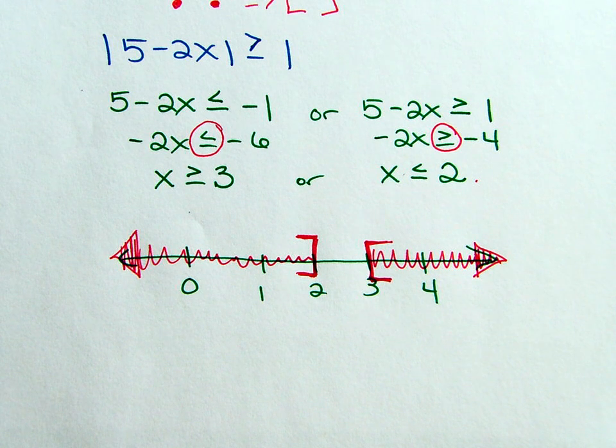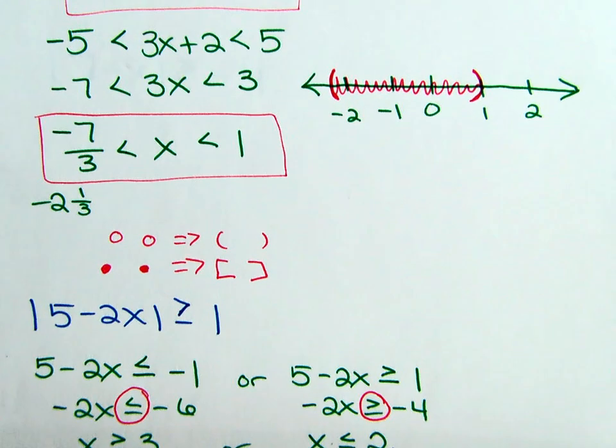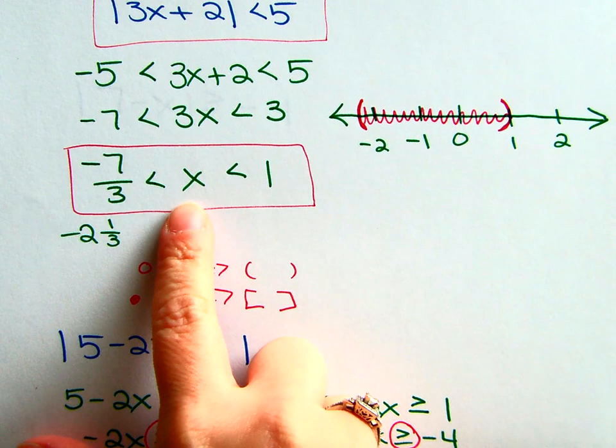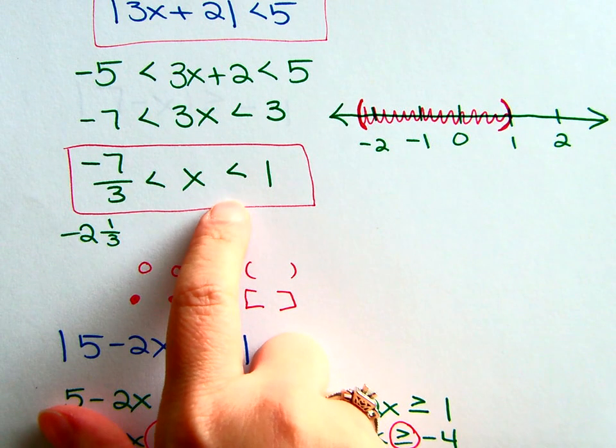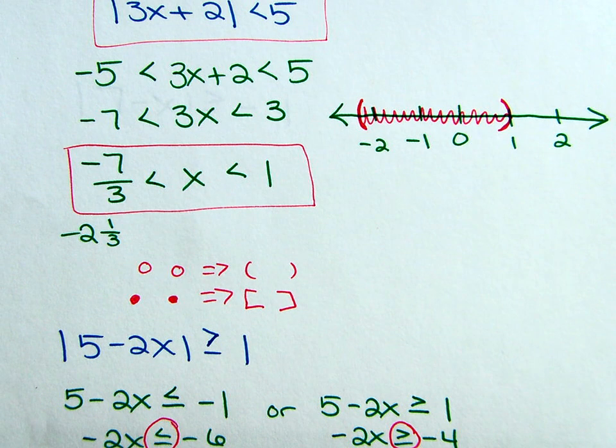Okay. What if I had you, let's go back up to this one, the first one up here. So we got this as our inequality. What if I wanted that written in interval notation? What would that look like? I'll give you a hint. This is one of the reasons why I like using the parentheses and the brackets over the circles.